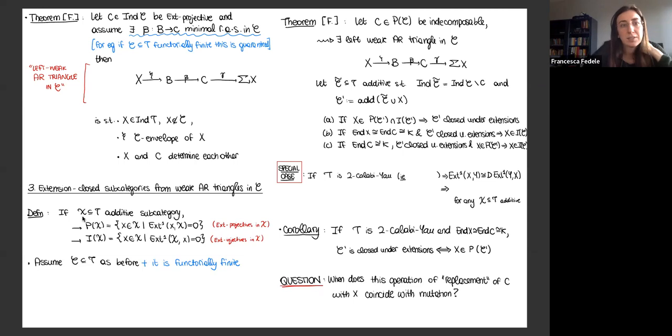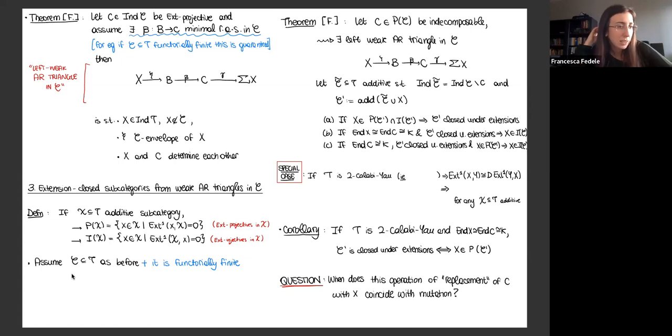If X is an additive subcategory of T, then we call P of X the set of all the Ext-projectives in X. So the way I described them before, it's all the objects in X, in this subcategory, such that Ext^1 of these objects, comma, anything in the subcategory is 0. And dually, you can describe Ext-injectives, which I will call I of X. And these are the set of objects such that Ext^1 of anything in your category, comma, these objects is 0. So you swap the role of the object and the rest of the category here.